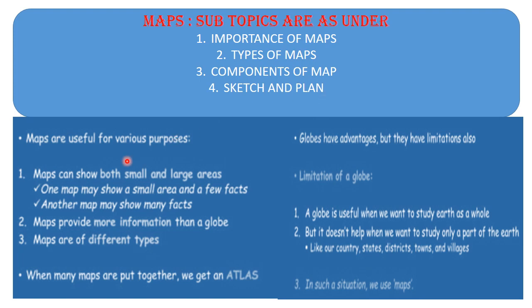Now, maps, as you know, are very useful to us because they can show us both large area and small area. They are easy to carry. They contain certain facts. They provide more information than a globe, and they can be of different types, and the types of maps we are going to do just now. When we compile all the maps together, say in the form of a book, then we call it an atlas.